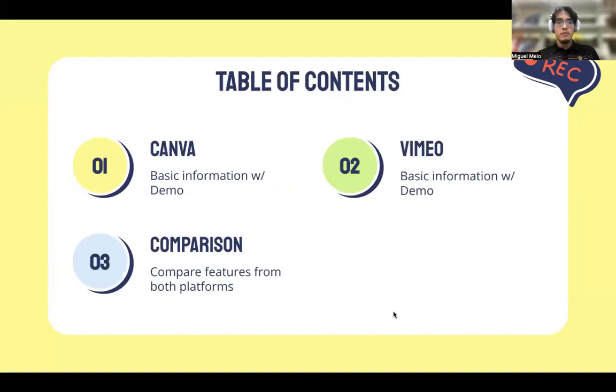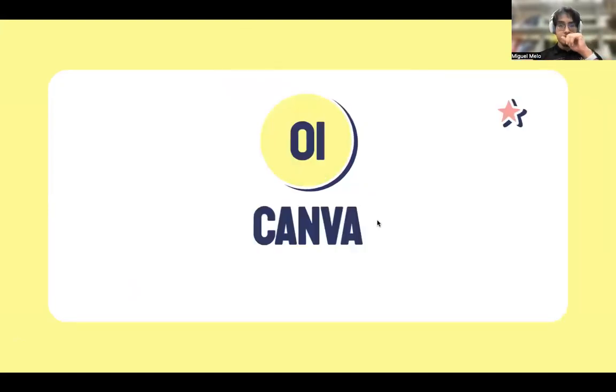So yeah, basically this is how we're going to organize the information. It's going to be first talking about Canva, basic information, how to set up an account, what it can do, features of it, how to use it, how to sign up for it, and then with a little video demonstration. And then we have the same thing but with Vimeo instead. Again, basic information along with a demo, and lastly, just comparing the two softwares to see how they are different and how they are alike. So let's get started. So first of all, Canva.